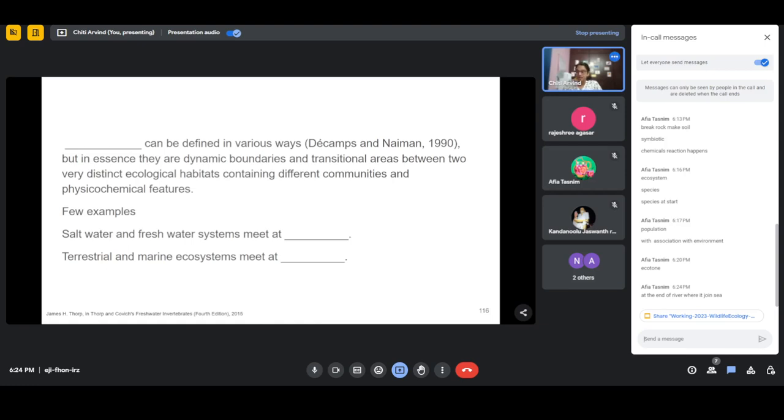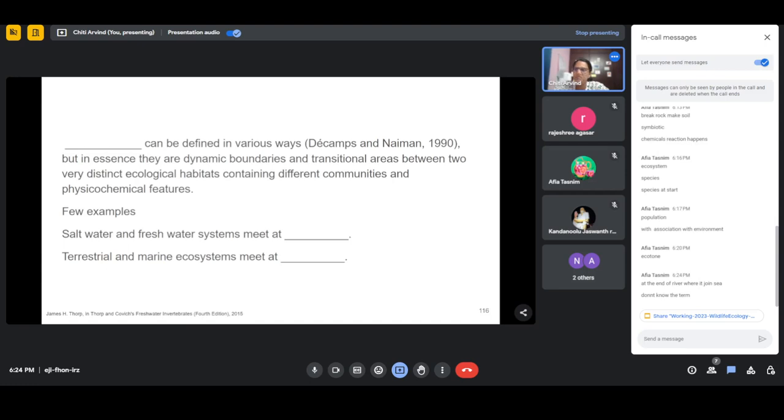Correct. That's absolutely right. Right at the end of a river where it joins the sea. And what are these areas called? You're absolutely right about the area. Okay, you don't know the term. That's okay. Anybody else? If you don't know, you can thumbs down. Estuary, madam. Right, it's an estuary, where the rivers meet the sea at the mouth.